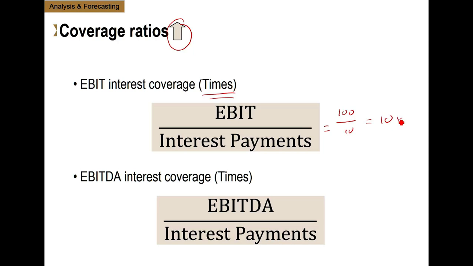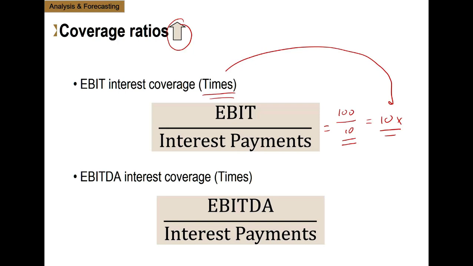What does that mean? Remember, it's times, right? 10 times. It means that for every dollar of interest payment, and I would always suggest that you use the denominator as a reference, so for every dollar of interest payments, what does that 10 times mean? That you have 10 times that amount in the form of earnings. Can you pay? And the answer is, it looks like you can.